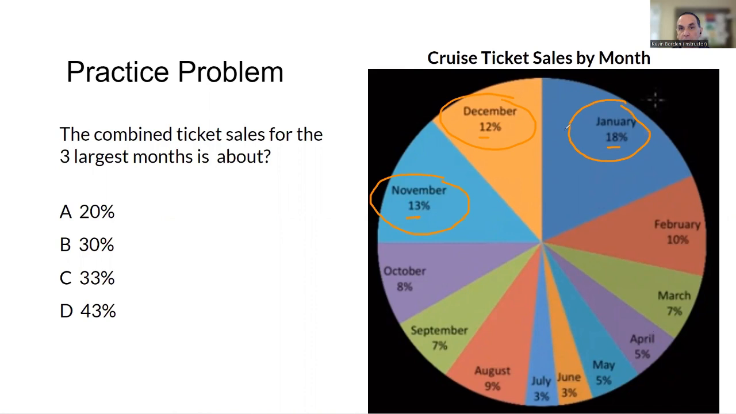We just have to add those up. We can add percentages, 18 plus 12 plus 13. And that gives us a total of 43%. There is our answer, 43%.